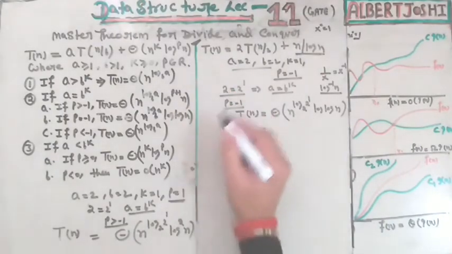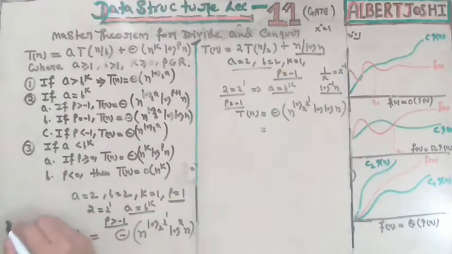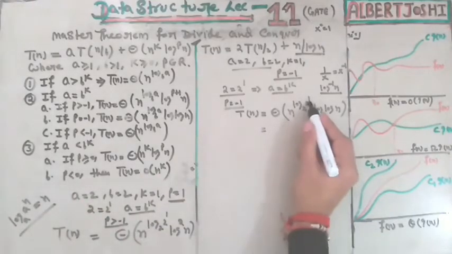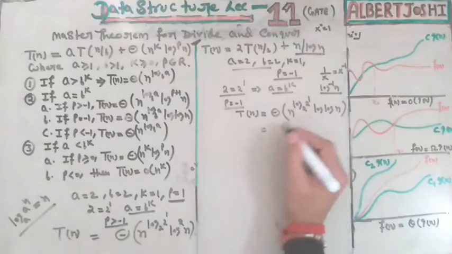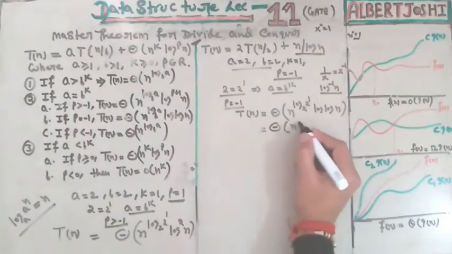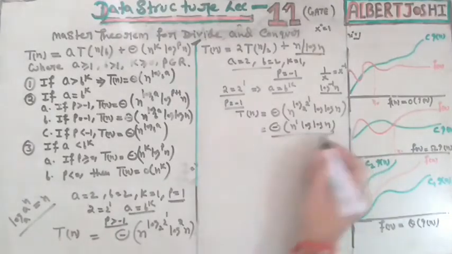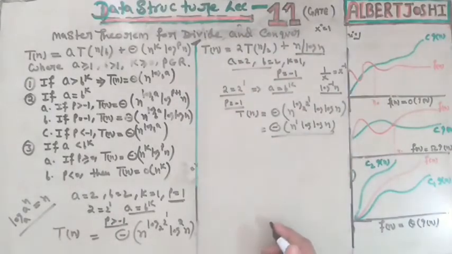Again we are using the same formula. The formula is log_a a^n = n. So in this condition this value will be 1. In this condition, theta(n^1 log n). This is the time complexity for such type of problem.